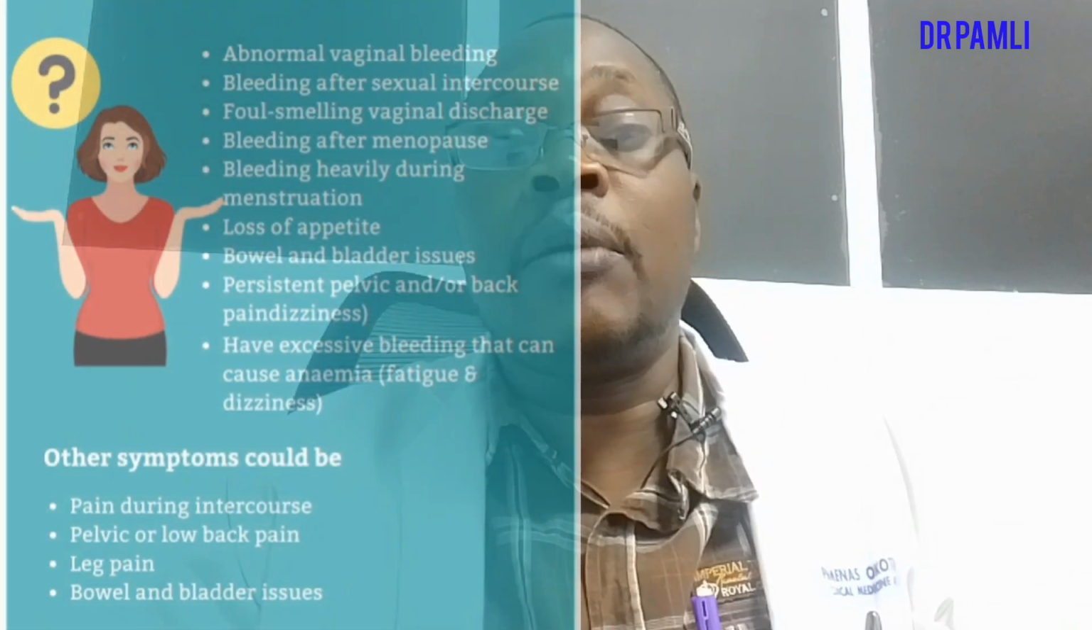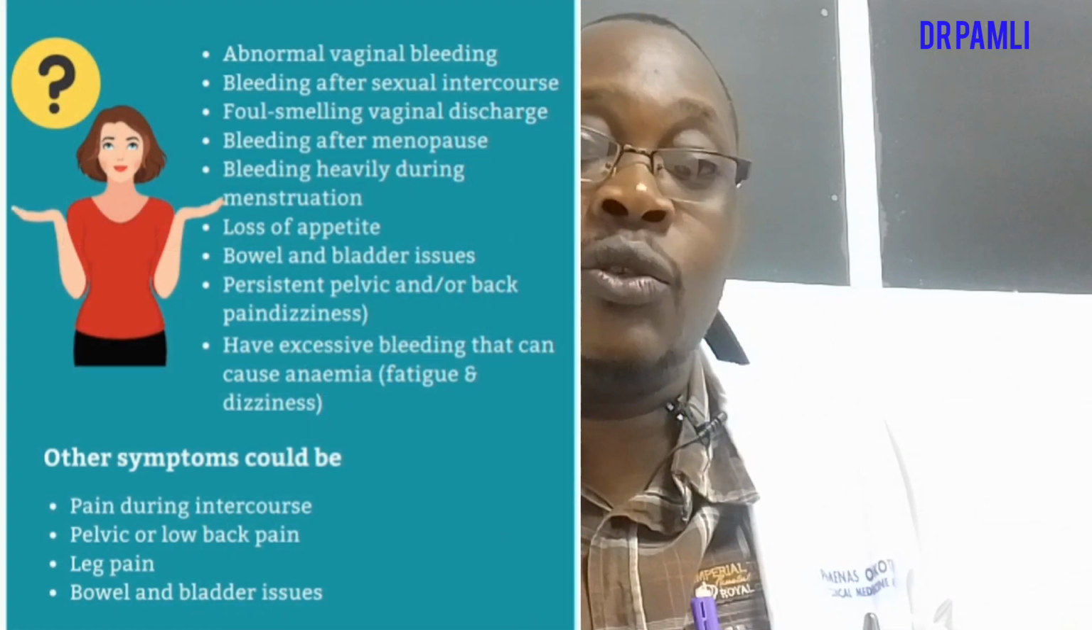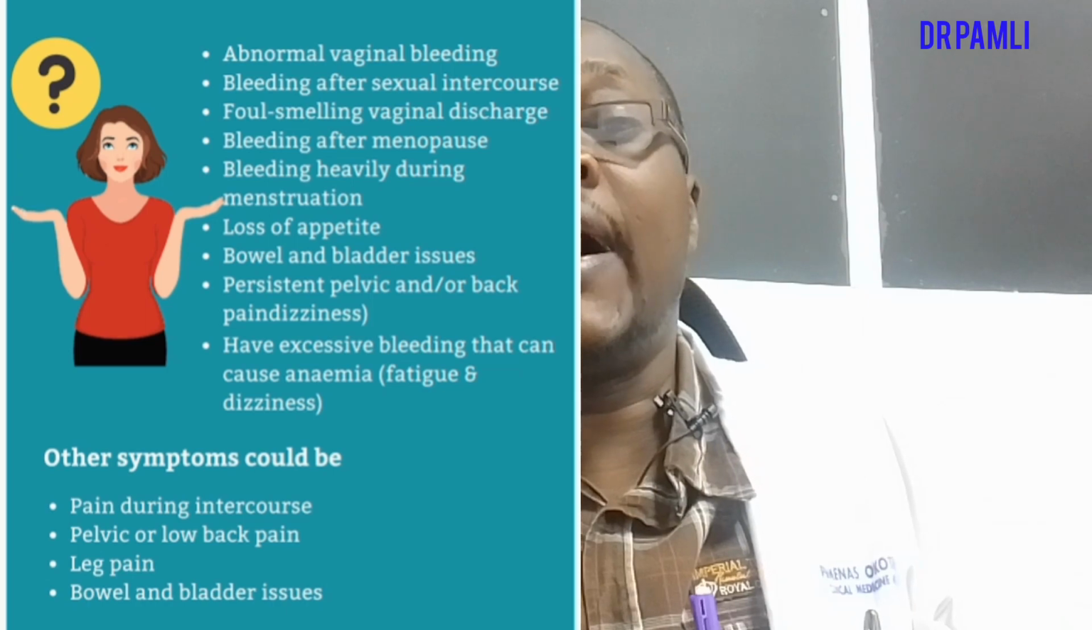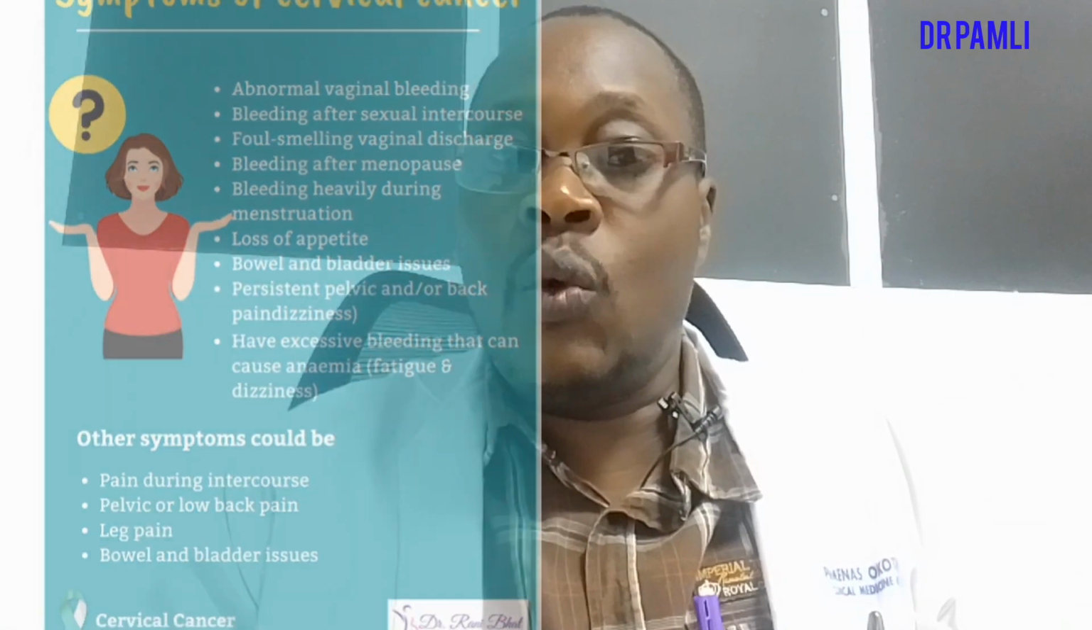And majorly, women will present with pervaginal bleeding, bleeding even between the periods or even after menopause. There might be vaginal discharge and also what we call dyspareunia, that is pain while having intercourse or pain while having coitus. These three are the most basic ones, and if we see this over a period of time, we might be highly thinking of cervical cancers.